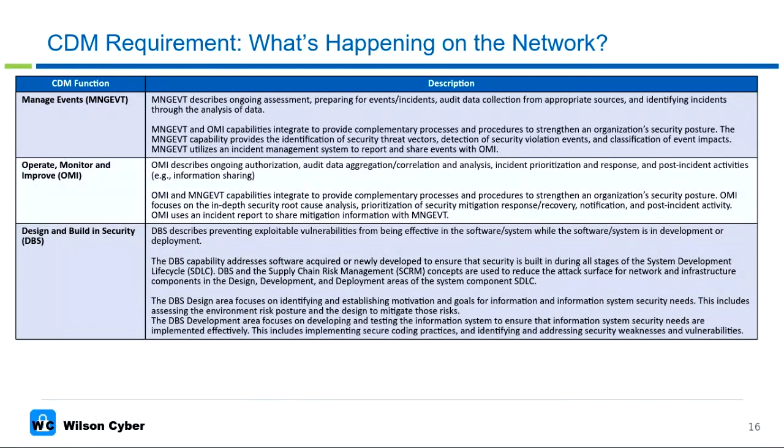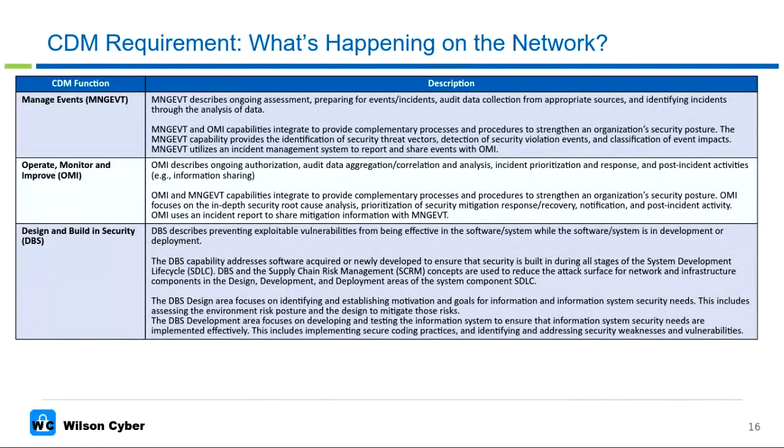And then finally, we have design and build in security under what's happening in the network. Design and build in security describes preventing exploitable vulnerabilities from being effective in the software system while the software system is in development or deployment. So these are upfront capabilities to prevent bad things from happening. This is by designing and building in security in the forefront.